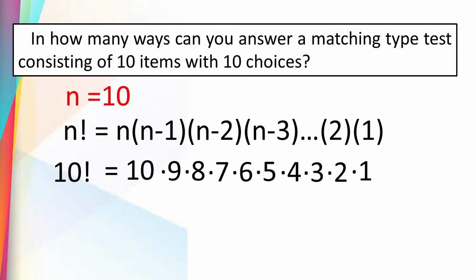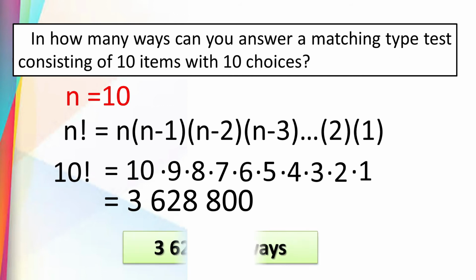Multiplying the numbers, we'll have 3,628,800. Imagine, if you haven't reviewed for your exam, it will be very difficult to perfect it since there are 3,628,800 ways to answer the test. Example number 5.